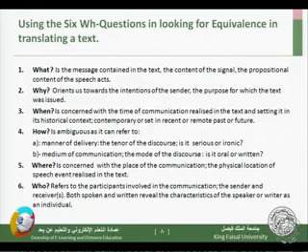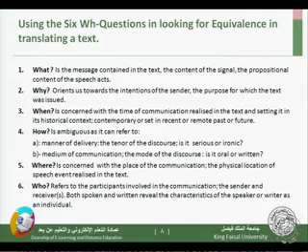So the place of the text, the place mentioned in the text, plays a great role in helping you find out the equivalence of that text, whether you call it a message, a text, a statement or a discourse.